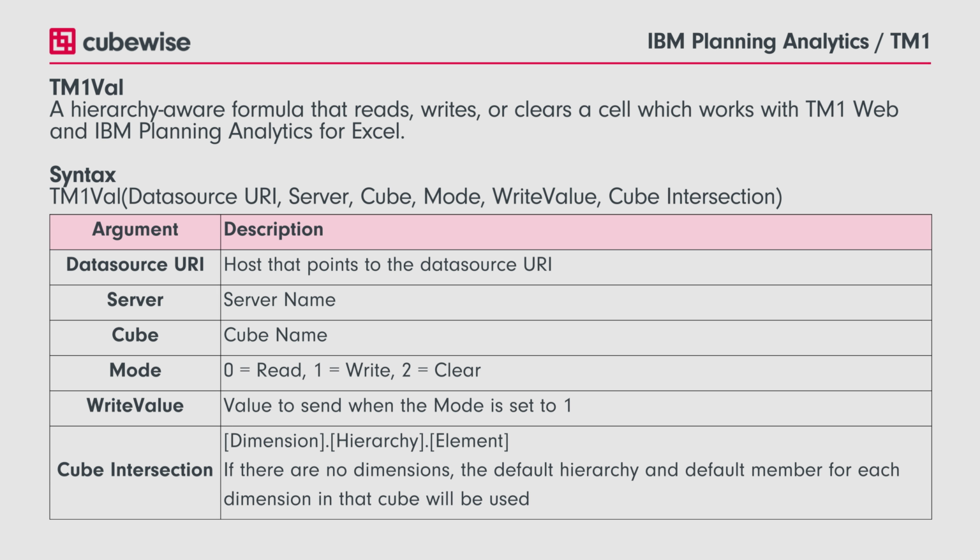TM1Val is a hierarchy-aware formula that reads, writes, or clears a cell, which works with TM1 Web and IBM Planning Analytics for Excel. The syntax for TM1Val requires many arguments.